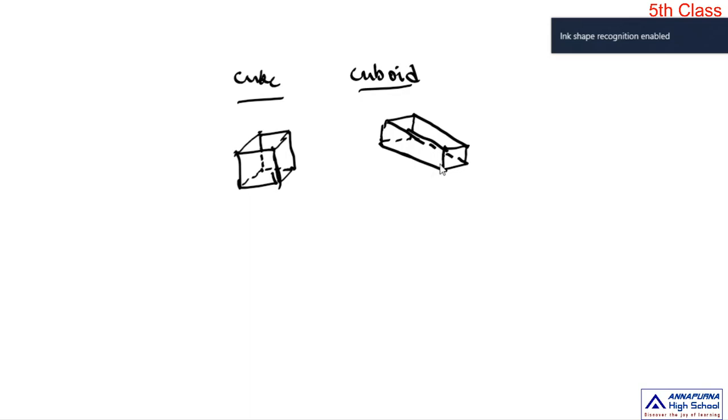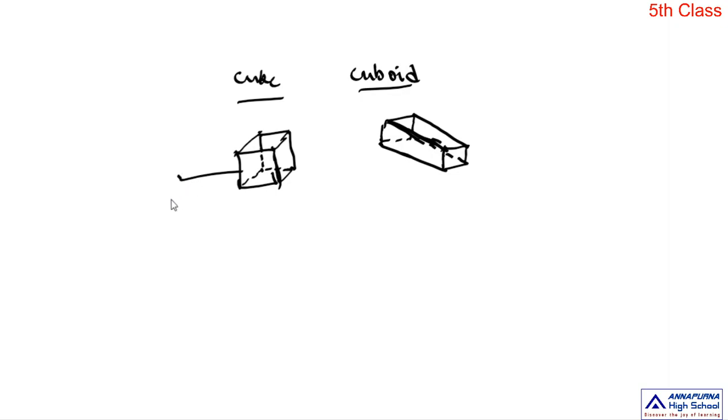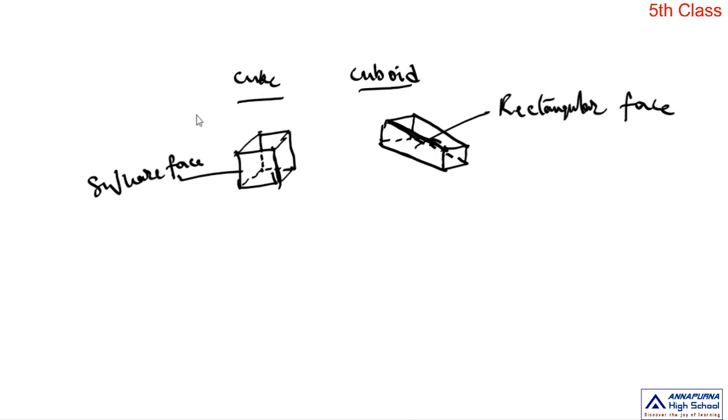So it has a rectangular shape. This is the rectangular shape. So what is the difference between these two? We can say that this one, the cube, has what we call a square face, whereas this one has a rectangular face. And in the cube, all the edges are equal in length.